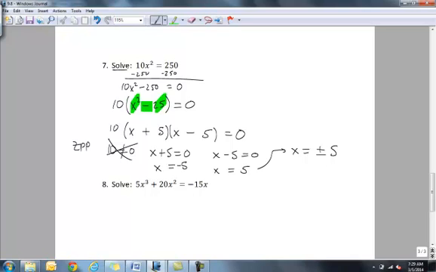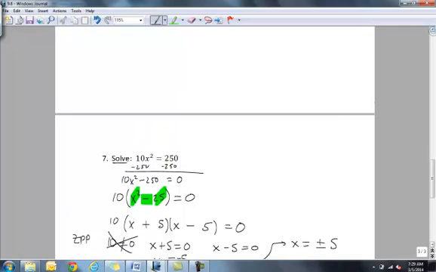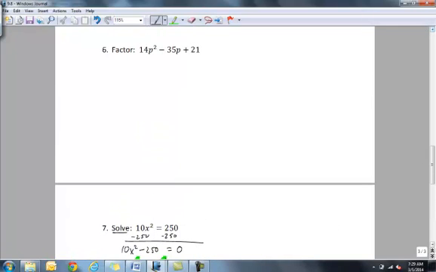All right, that might be where we stop. Well, let's get one more review in here with number 6. Back to just some factoring here. First step is always GCF.